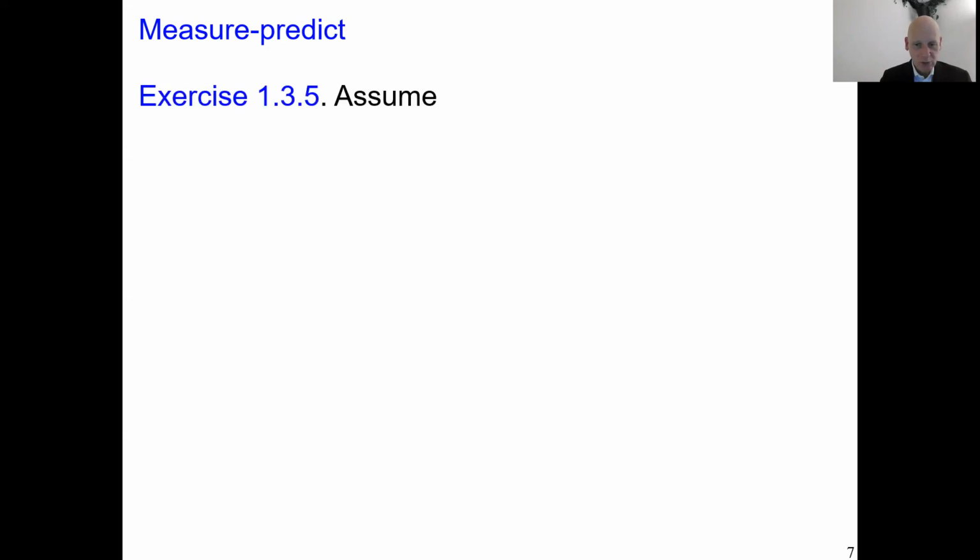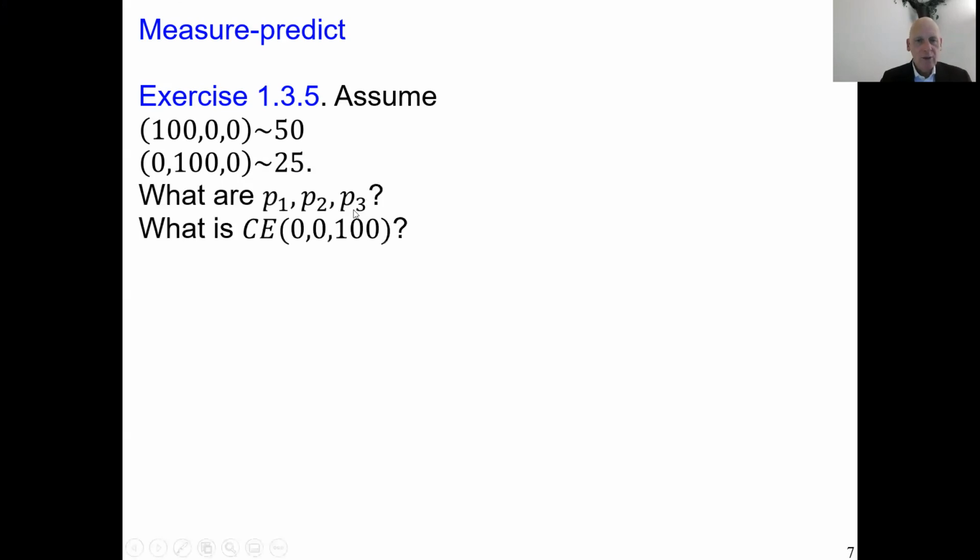An exercise to prepare. Assume that you observe the street vendor is indifferent between 100 if no rain and nothing otherwise, or 50 for sure. So 50 is the certainty equivalent of this triple. You also observe 100 if some rain is equally good as 25 for sure. So this is the certainty equivalent. You observe those two indifferences. Now, first I ask you, can you calculate what the subjective probabilities, the degrees of belief of the street vendor are from these two observations?